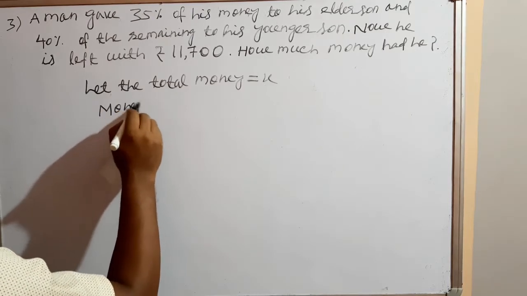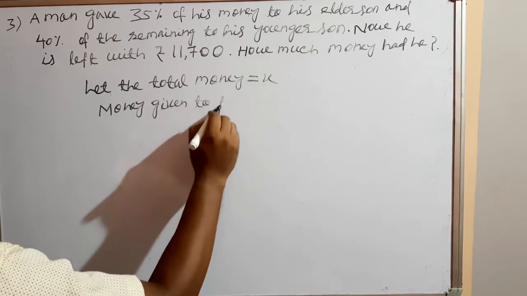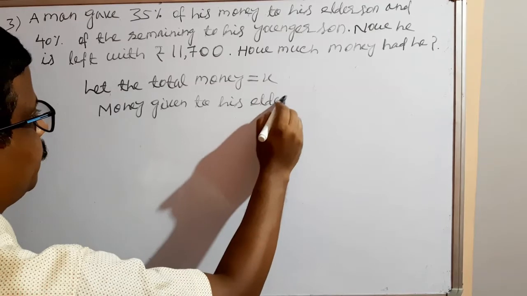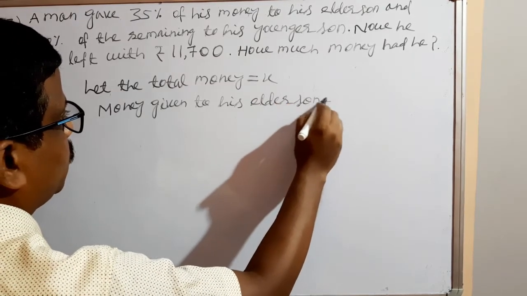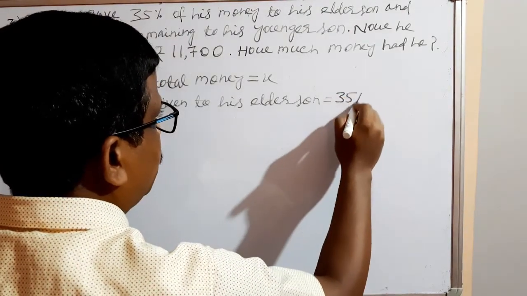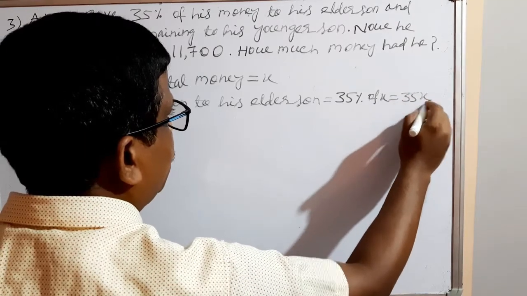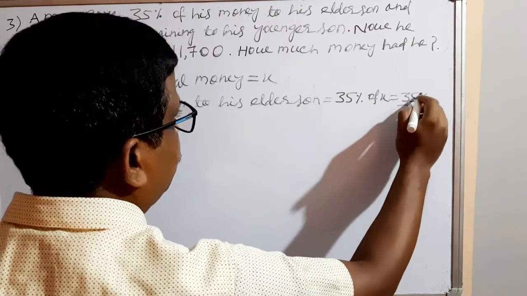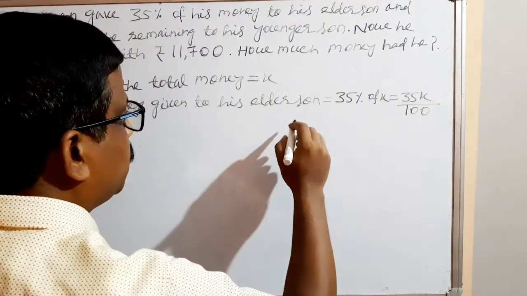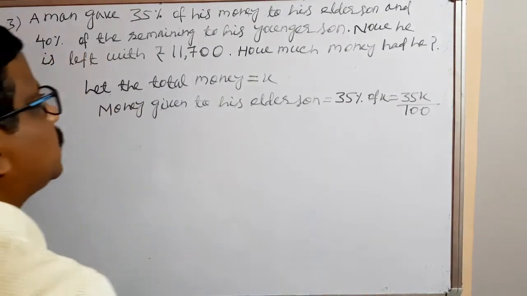So money given to his elder son is 35% of X, that means 35x by 100. Clear? You can keep it like this, or otherwise you can also divide. If you divide, the reduced form will come, or you can keep it like this.